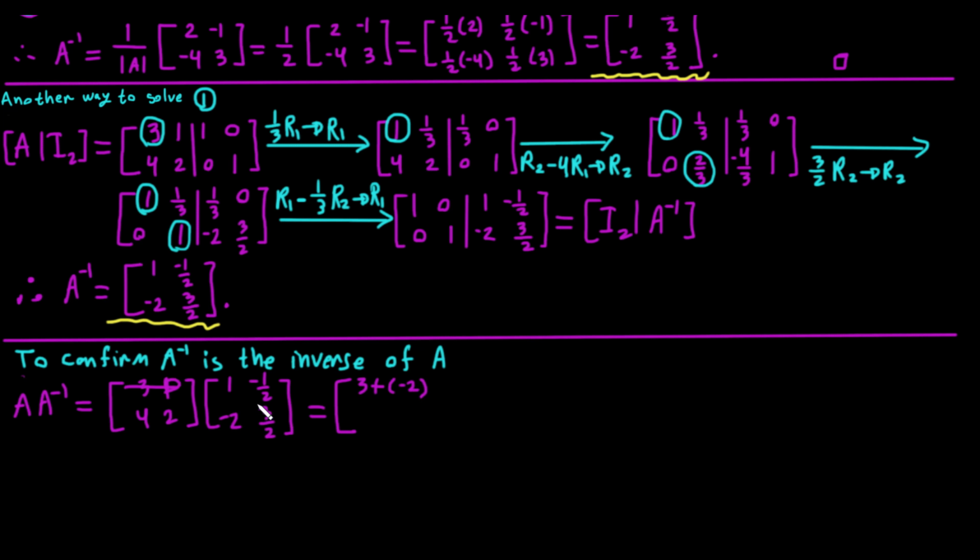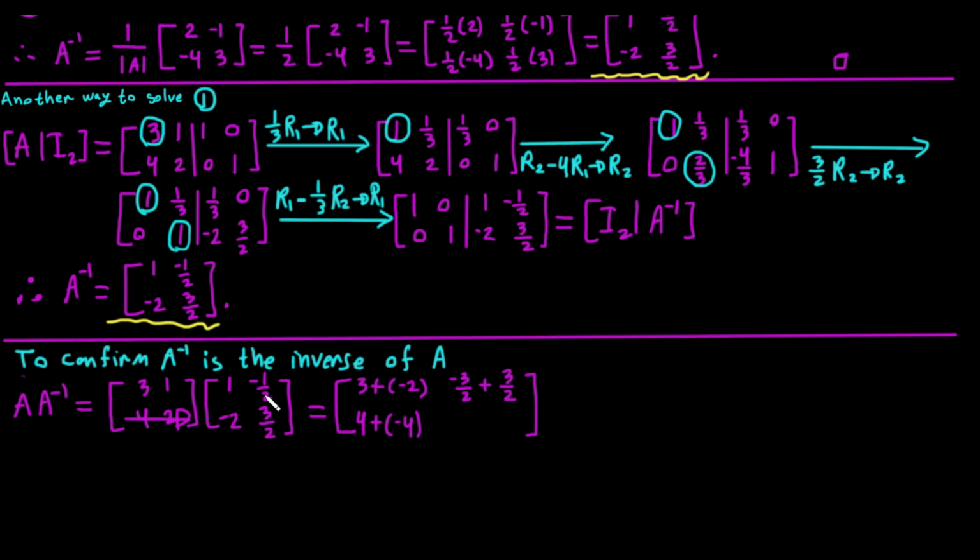Now this row by this column: 3 multiplied by negative half, which is negative 3/2, because we just multiply this. 3 multiplied by 1, which is 3 here. Now 1 multiplied by 3/2, so here plus 3/2. Let's close this bracket for the matrix. Now this row by this column: 4 multiplied by 1, which is 4, plus 2 multiplied by negative 2, which is negative 4.